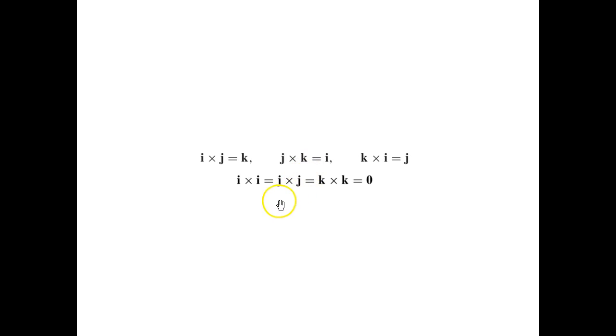Now one thing they haven't said, but it would follow, and they're going to say it in just a second in the paragraph below here, reverse the order, j cross i, and by theorem 2 Roman numeral 1, that's got to be minus k. And k cross j is minus i, and i cross k is minus j. Okay, so that covers all possibilities of cross products of your unit vectors along the axes.